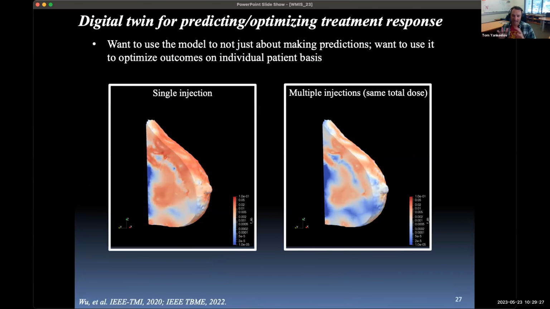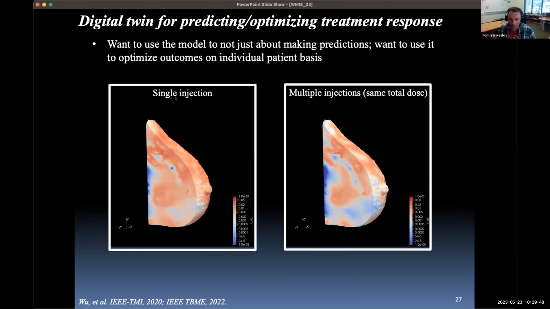So I cut it out, but we have this fluid mechanics model that's supposed to describe how drugs get into the patient. And we want to use that model not just to make predictions, but to optimize the outcome. So everybody knows that the way that we give drugs isn't the best one for each patient. So how do you figure it out? So here's a simulation of giving one drug to the tumors right down here.